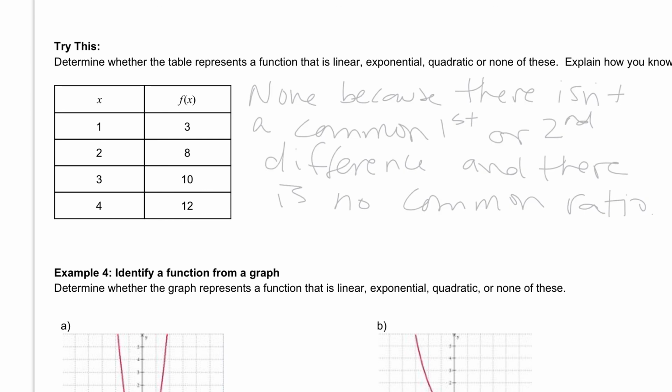If you did the try this correctly, you should have gotten that this represents none of the above, because there isn't a common first or second difference, indicating that it's not linear or quadratic, and there is no common ratio telling us that it is not exponential. If you have questions, let me know.